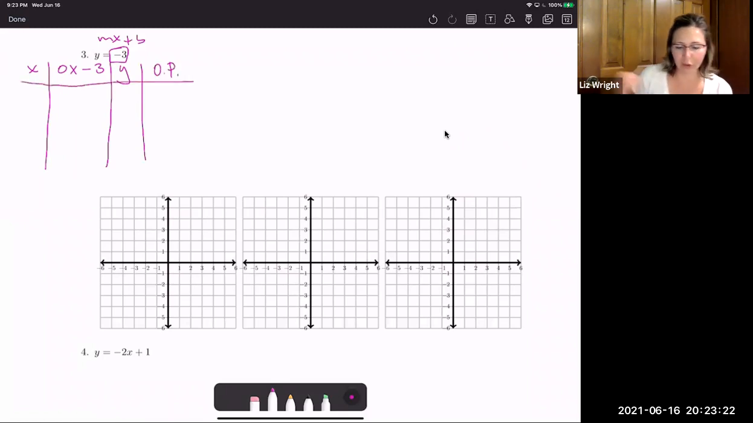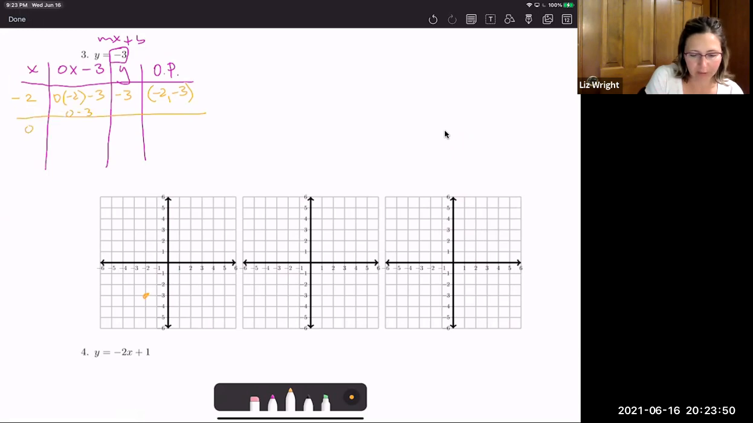So this one is choose an x, any x, as long as it's going to land on your grid. And maybe we choose, I don't know, like negative 2. And so we can do 0 times negative 2 minus 3. Well, that's going to give me 0 minus 3, which is negative 3. And then I can graph the point negative 2, negative 3.